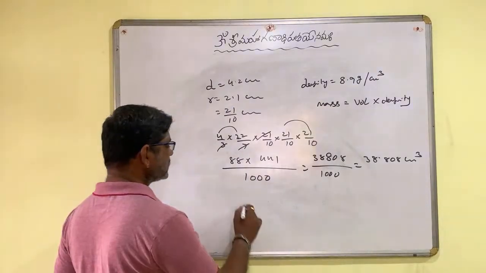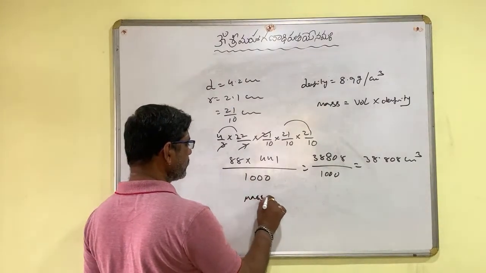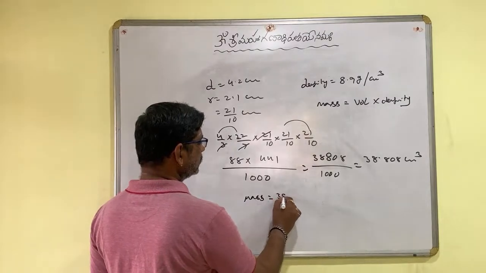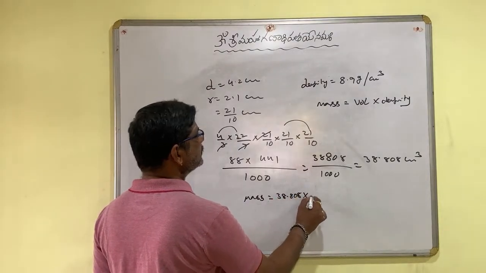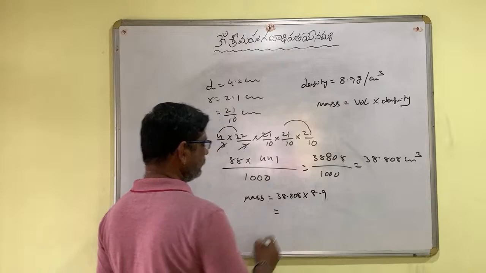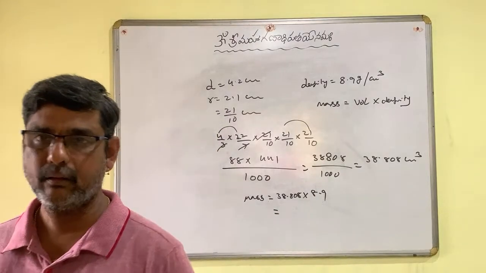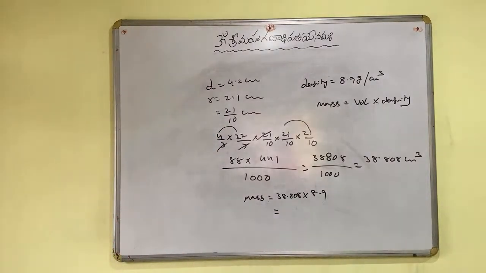Now mass is equal to volume, 38.808, into density, 8.9. So multiply that and tell me the answer, children.